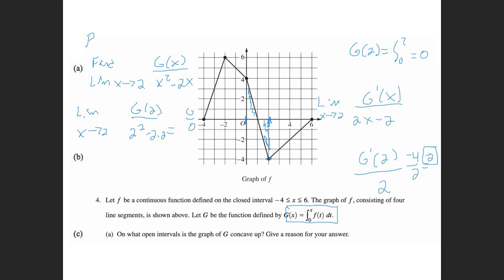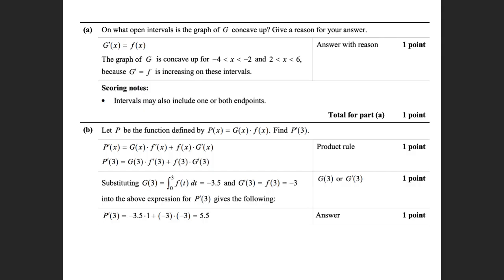All right. So how are the points distributed from this problem? Problem number 1, where's it concave? Negative 4 to negative 2 and 2 to 6. That was only worth 1 point. And it is. Those are the easy ones, being able to figure out concavity and where it's increasing and decreasing.